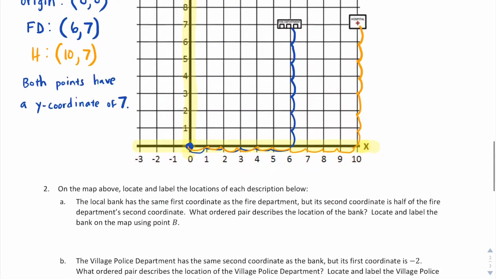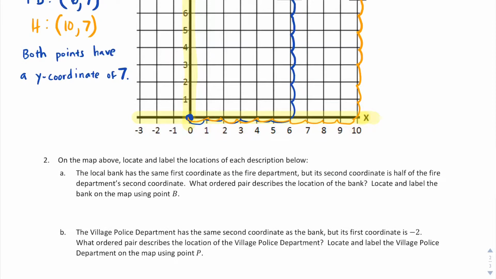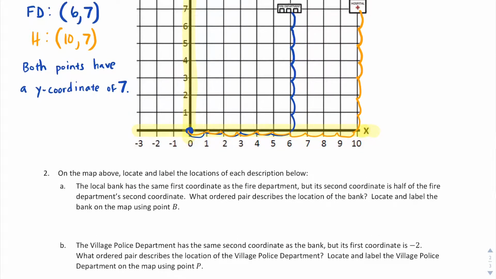Question number 2. On the map above, locate and label the locations of each description below. The local bank has the same first coordinate as the fire department. I know the fire department's first coordinate, or its x coordinate, is 6. But its second coordinate is half of the fire department's second coordinate. While the fire department's second coordinate is 7, what's half of 7? 7 divided by 2 is 3.5.